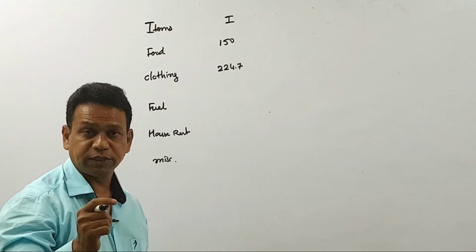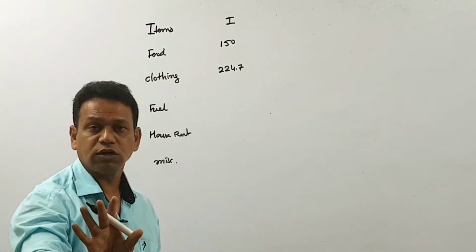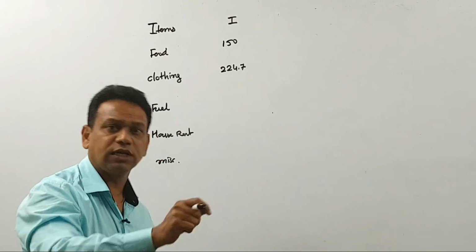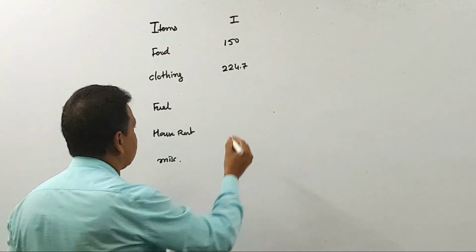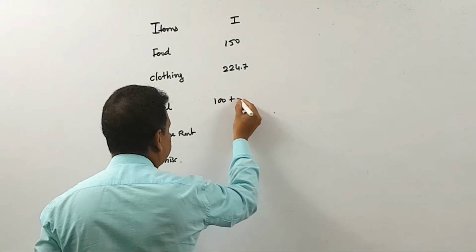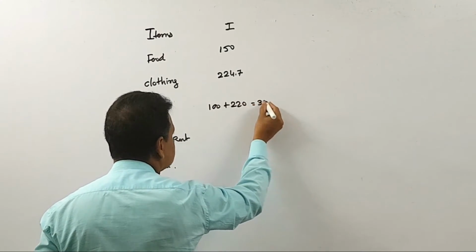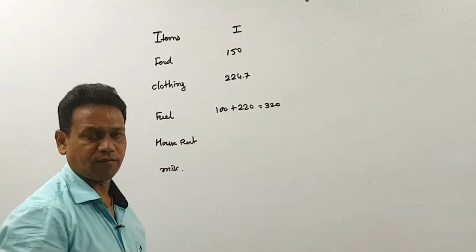Then the price of fuel has increased by 220%. Please note, 220% increase is not an index number. We have to find the index number by adding such percentage increment to 100. So 100 plus 220, that is 320.